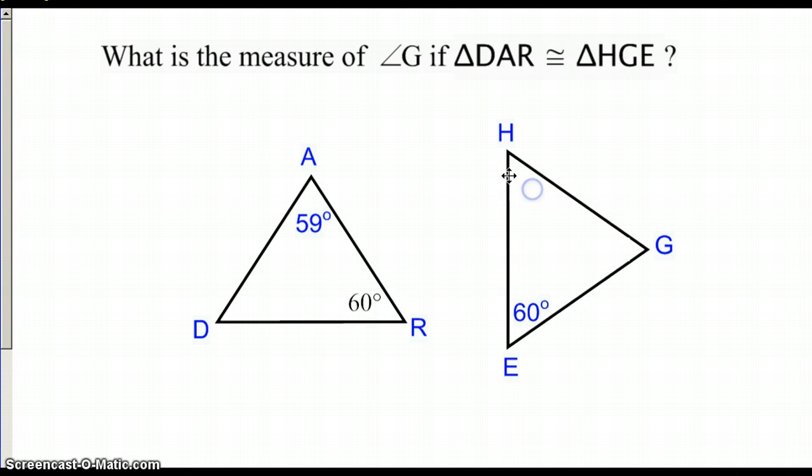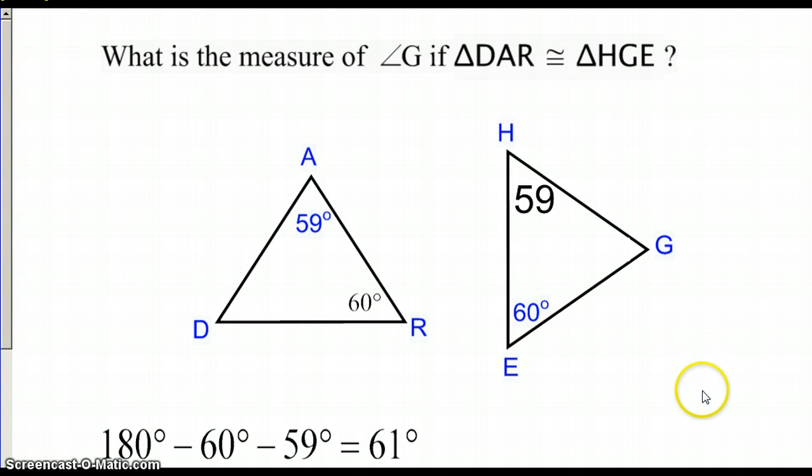And if A is 59, then G is 59. And therefore, I know I can find either D or angle G, whatever's left. And whatever's left is 180 minus 60 minus 59 equals 61 degrees. So the answer is G is 61 degrees because 3 angles in a triangle add up to 180.